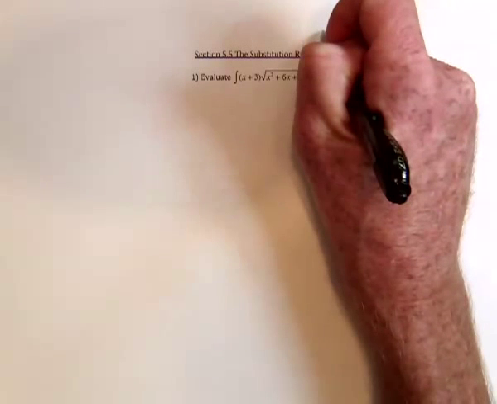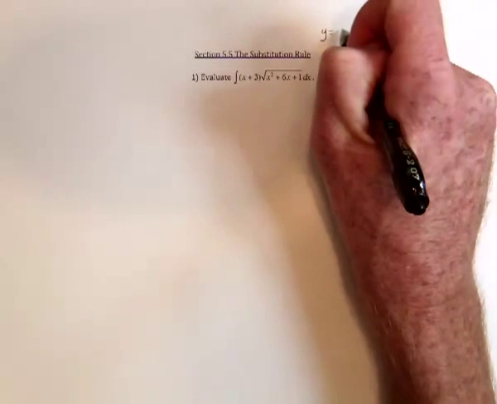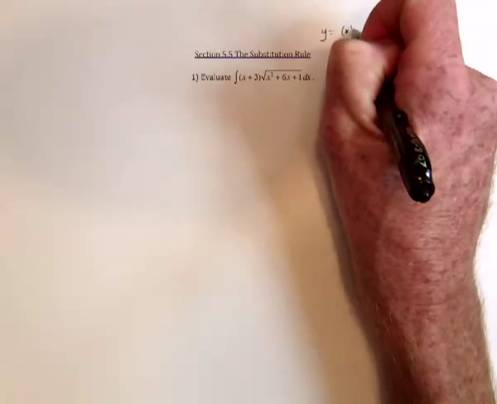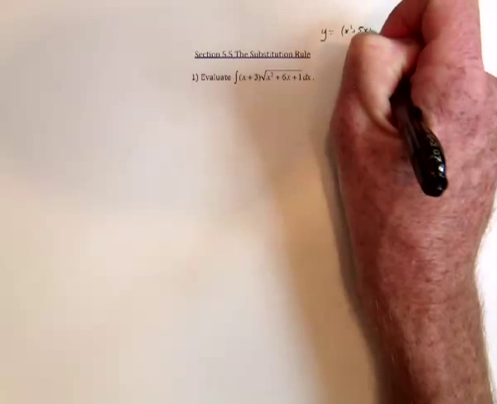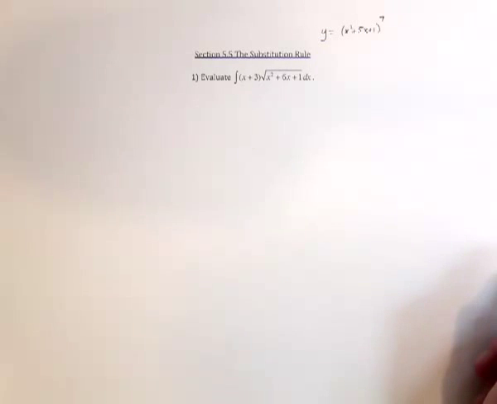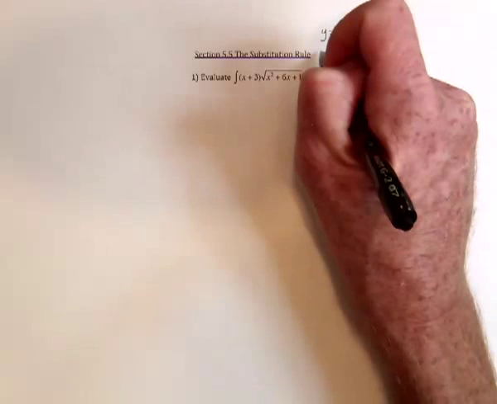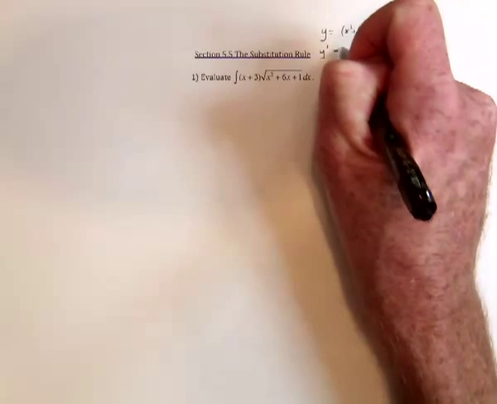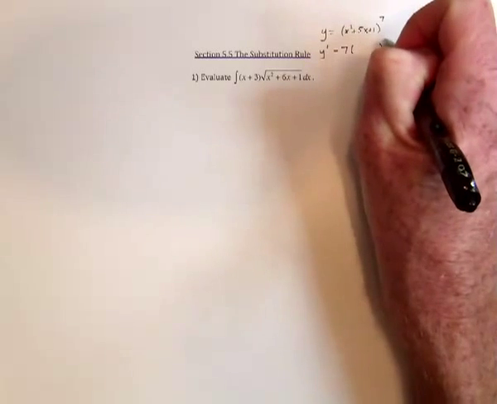When taking derivatives, we had a very important rule called the chain rule, and that basically went like this. If you have y equals (x squared plus 5x plus 1) raised to the 7th power, let's say, and you're taking the derivative, then you'd have the derivative of the outside function, which is 7 times the inside to the 6th.